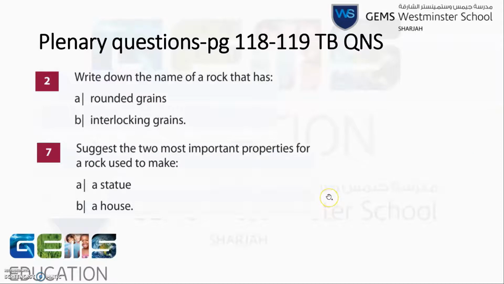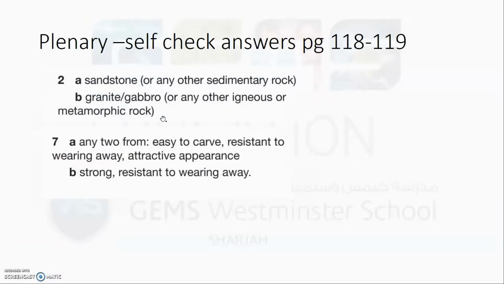Okay. Write down the name of a rock that has rounded grains and one that has interlocking grains. Here we can write sandstone for rounded, and for interlocking we can write granite. There are two most important properties for a rock used to make a statue or a house. First of all, the rock should be hard and should not wear away easily. Here we can say sandstone or granite or gabbro.